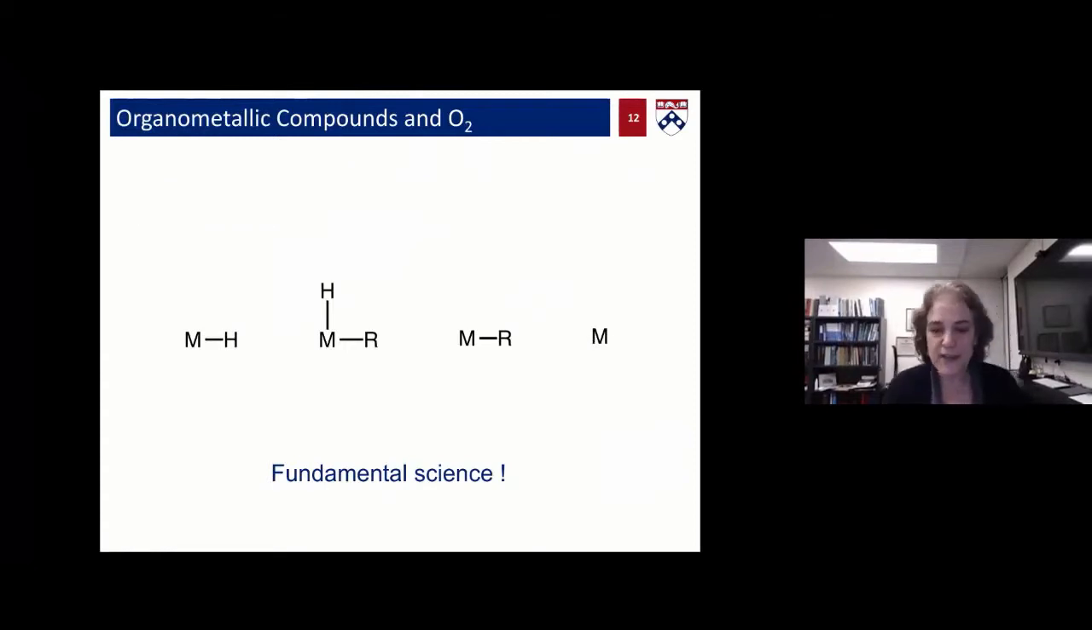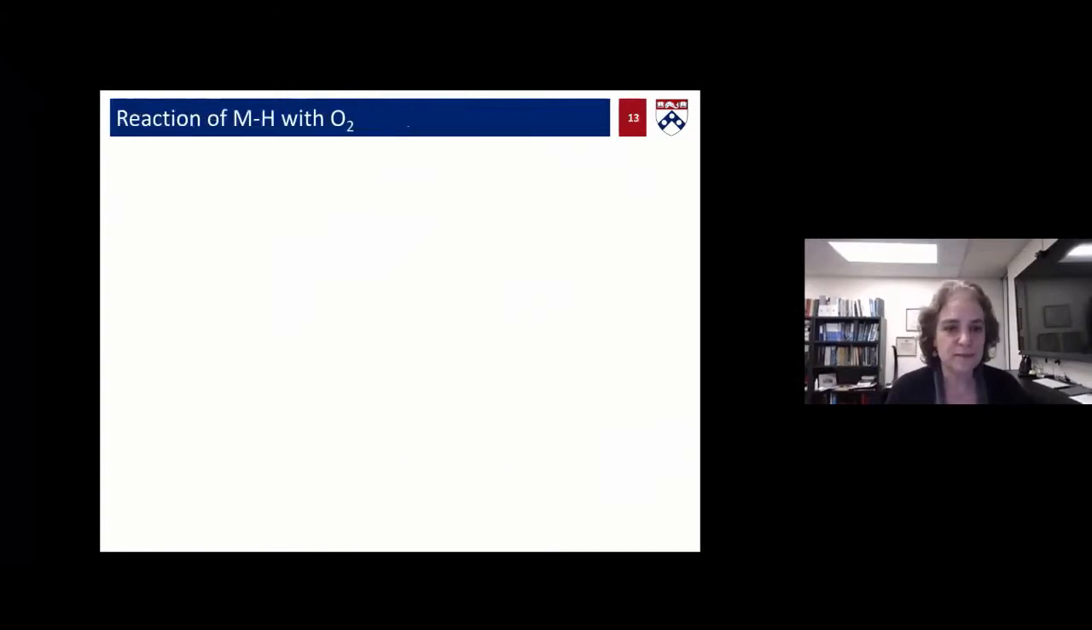And the key in this is that we really need the fundamental science to understand this at the same level that we understand, for example, how CO inserts into a metal alkyl bond, or how an olefin inserts into a metal hydride or a metal alkyl. We need that kind of fundamental knowledge.